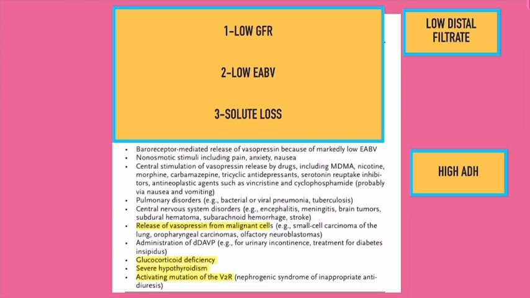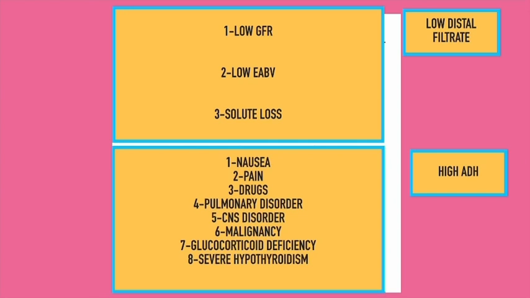One is physiological stimulus; second is non-osmotic stimuli like pain, anxiety, nausea, drugs like MDMA, SSRI, anti-epileptics, vincristine, pulmonary disorders like pneumonia and tuberculosis, CNS disorders like encephalitis, meningitis, and release of ADH by malignant cells, especially in case of small cell carcinoma of lung, and severe glucocorticoid deficiency, severe hypothyroidism. So again, these are the important mechanisms to develop hyponatremia. Already discussed the conditions with excess water intake and conditions with decreased water excretion. These are the two main mechanisms of hyponatremia.